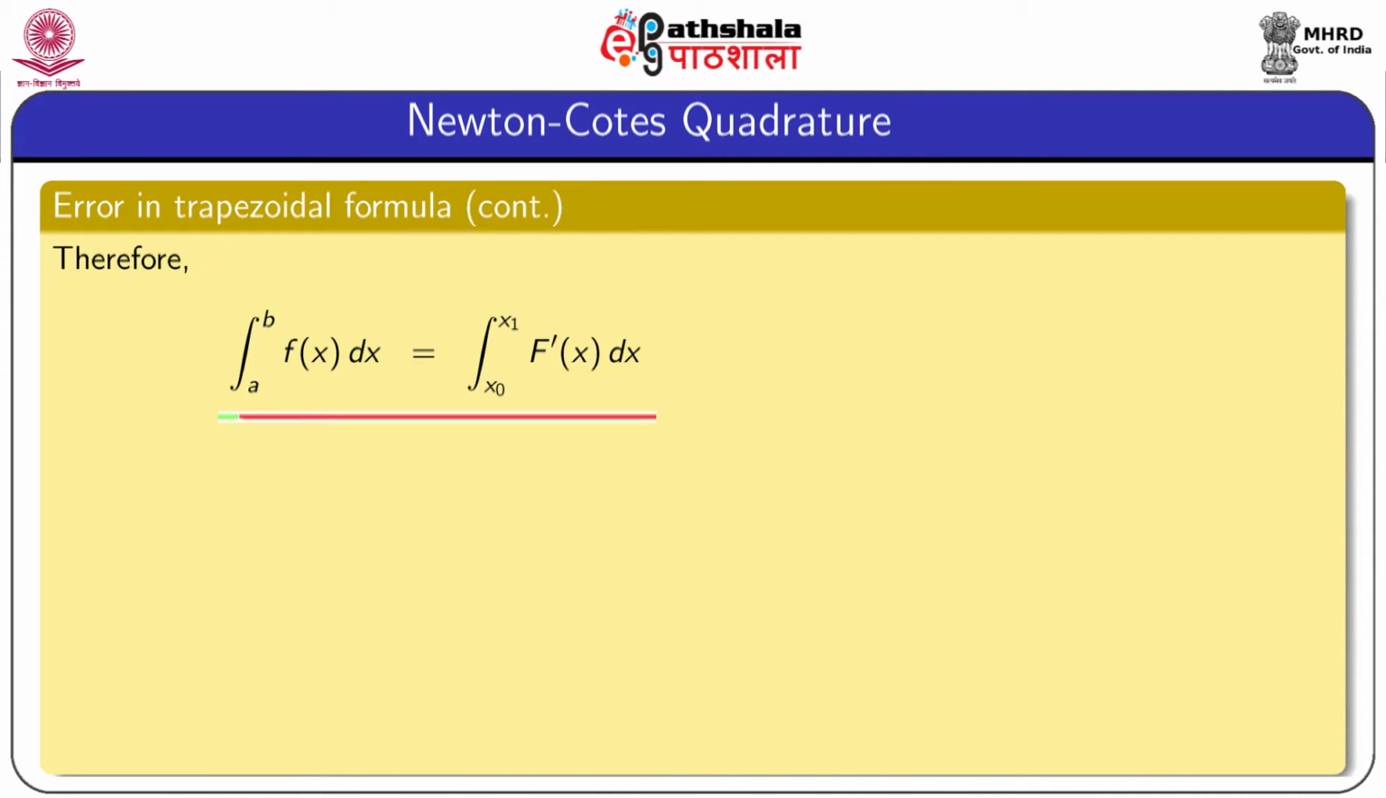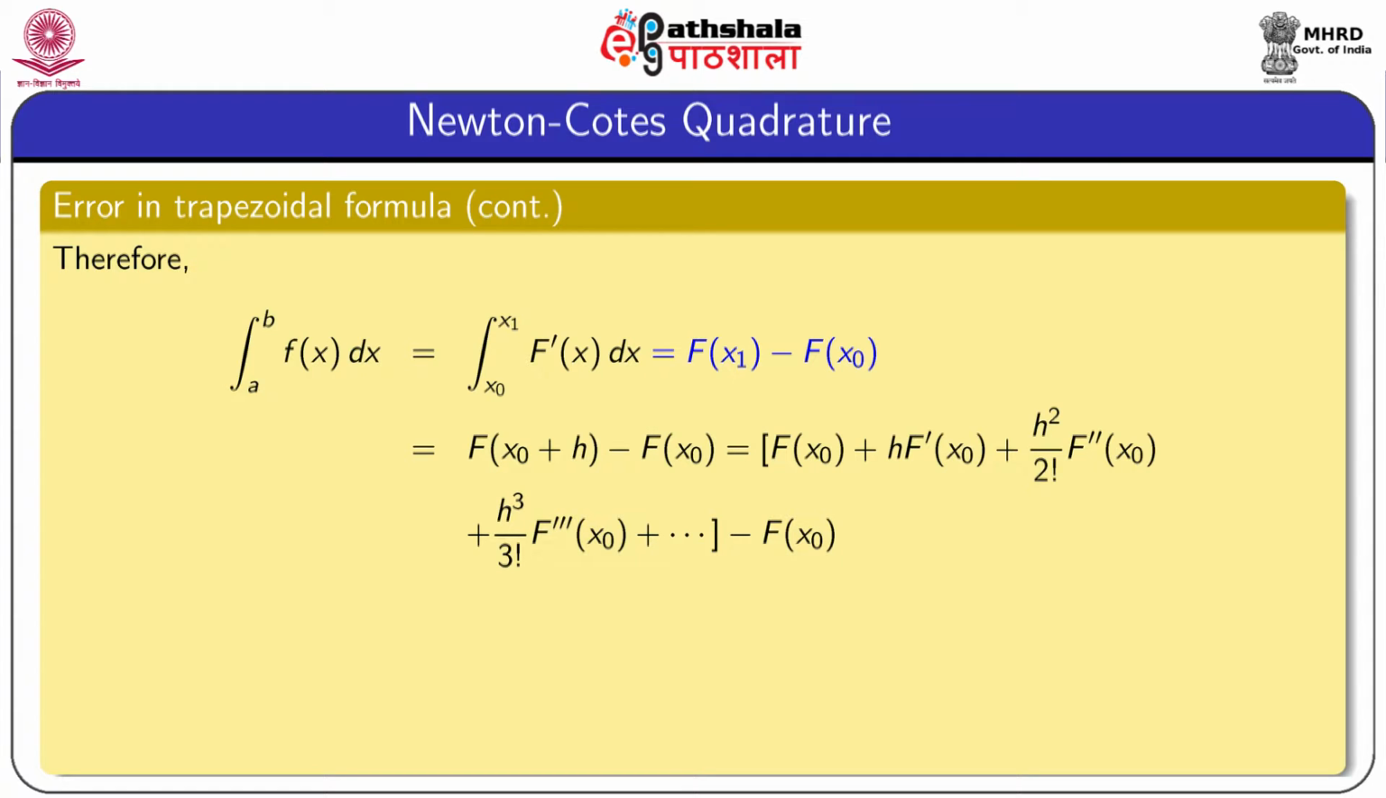Therefore, integration a to b f(x) dx equal to integration x0 to x1 f'(x) dx, which is equal to f(x1) minus f(x0) obtained by the fundamental theorem of integral calculus, and after expanding by Taylor series we obtain this infinite series, and after simplification it reduces to h into y0 plus h square by 2 y'(y0) and so on. That means equation 14 gives the exact value, in terms of power series expansion, of the integration a to b f(x) dx.